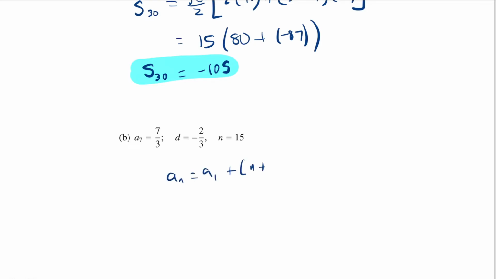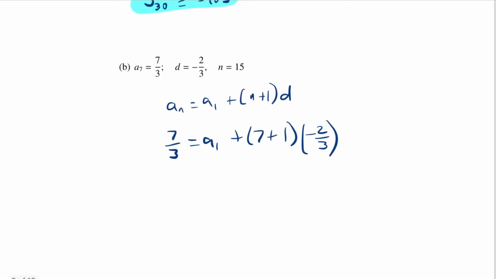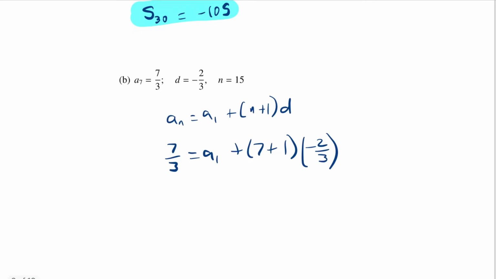You're using this as your n in order to find out what d is. I'm sorry, we already know what d is. In order to find out what a sub 1 is. All right, so now we have to solve for a sub 1. So this is going to be 6. 3 goes into 6 twice, so that's going to be negative 4. Add 4 to both sides. And 4 is the same thing as 12 over 3. So 12 plus 7 is 19 over 3 is our first term.